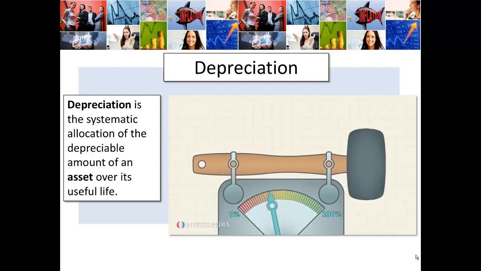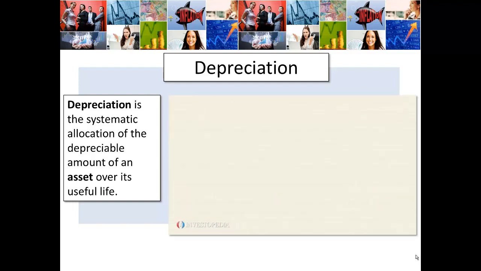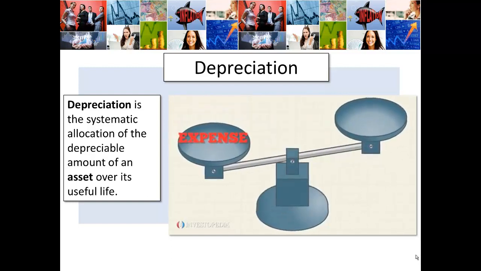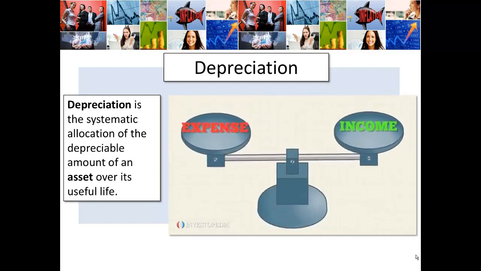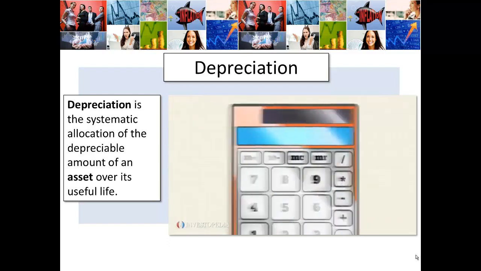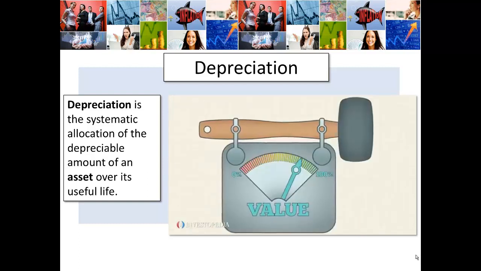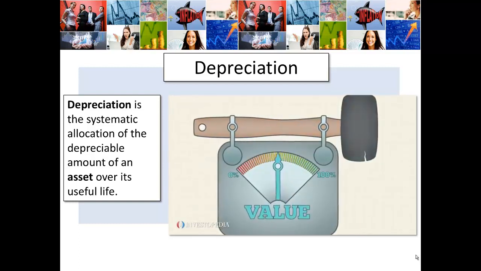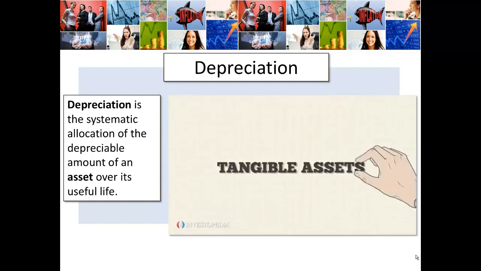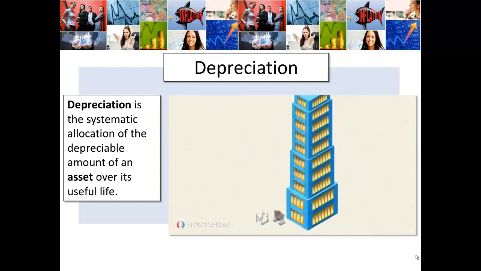Depreciation indicates how much an asset's value has been used up. It also tries to match the expense of an asset to the income that the asset helps the company earn. Used as an income tax deduction, depreciation calculations offer businesses an annual allowance for the use and deterioration of tangible assets. Tangible assets are those that have a physical form, such as machinery, equipment, and buildings.